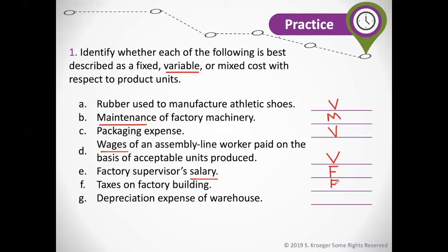G, depreciation expense of warehouse. We'll depreciate the warehouse each year. Remember, we're just writing off the cost of us paying for the warehouse. And usually we use the straight line basis. What kind of cost do you think this would be? It would be fixed. Regardless of our amount of units that we're making, we would just write off the same amount of depreciation each year.